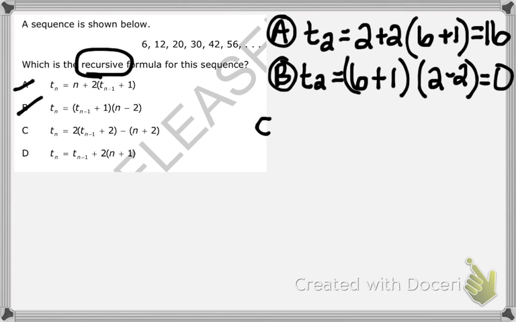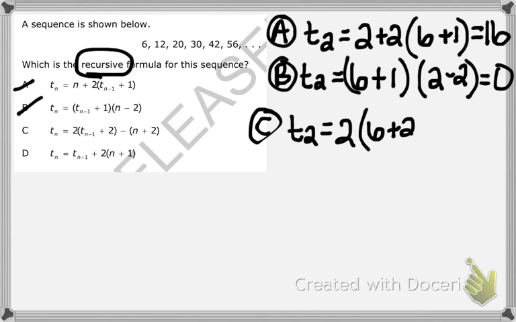All right, so then we're going to go to C. We're trying to find the second term again, so n is going to be 2. The previous term is 6, plus 2, minus 2, plus 2. So that's going to be 6 plus 2, that's 8. 8 times 2 is 16. 16 minus 4 does give me 12, so that worked.